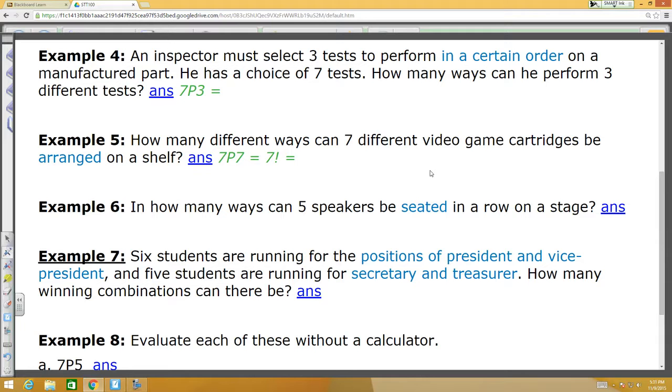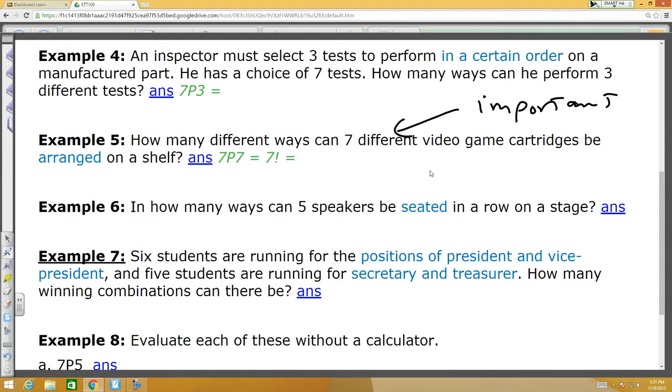So that's actually also a common important example. When you arrange anything, it's 7P7, 5P5, whatever, 6P6. The same number is used twice. Okay? Next question.